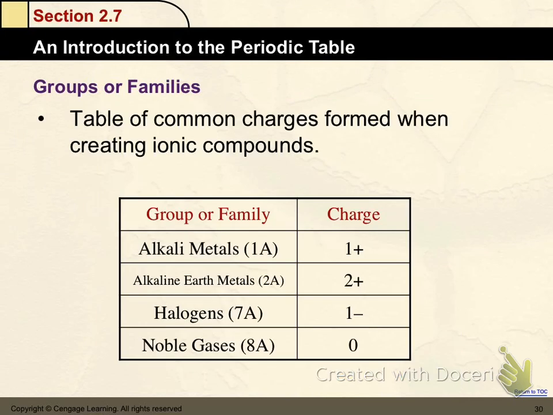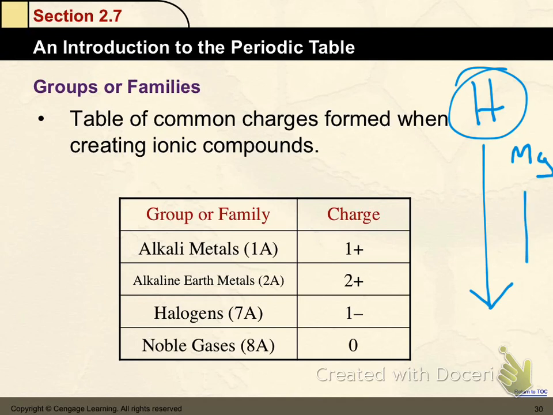There are some common charges that groups of elements have. Alkali metals, the very first column on the periodic table, which includes hydrogen all the way down, typically have a 1 plus charge. That means they want to lose an electron, so sodium, lithium, and potassium want to lose an electron. Hydrogen's a little goofy; we'll see that in a little bit. Alkaline earth metals, the column next to it, so your magnesiums and calciums all the way down, have a 2 plus charge, meaning they want to lose 2 electrons.